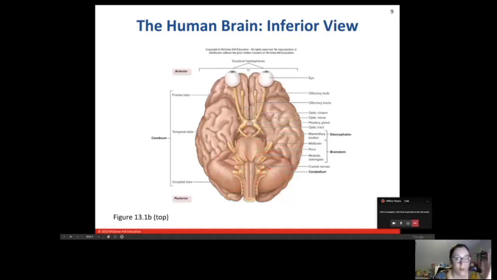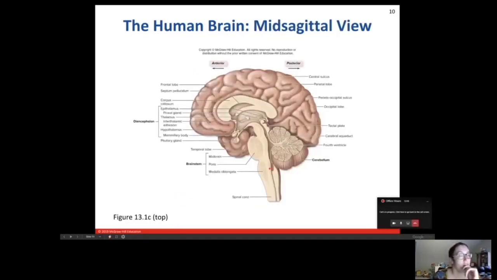So you'll want to make sure to look at the brain from several different directions. If we cut the brain in half, we're looking at about a mid-sagittal view of the brain. Once again, this is going to be anterior or rostral, this is posterior or caudal, superior at the top, inferior at the bottom.